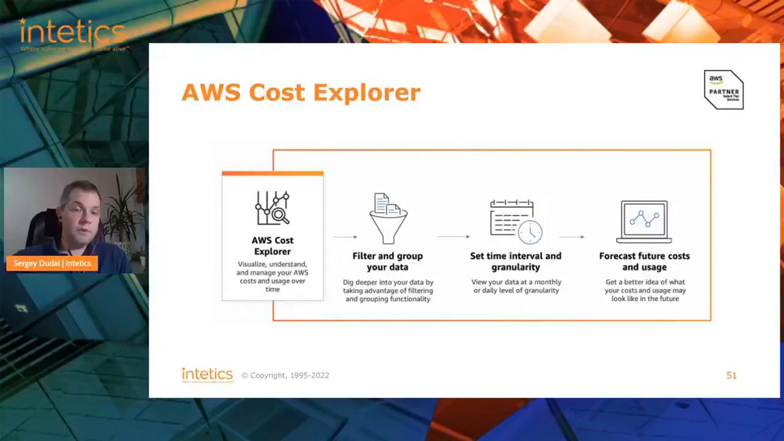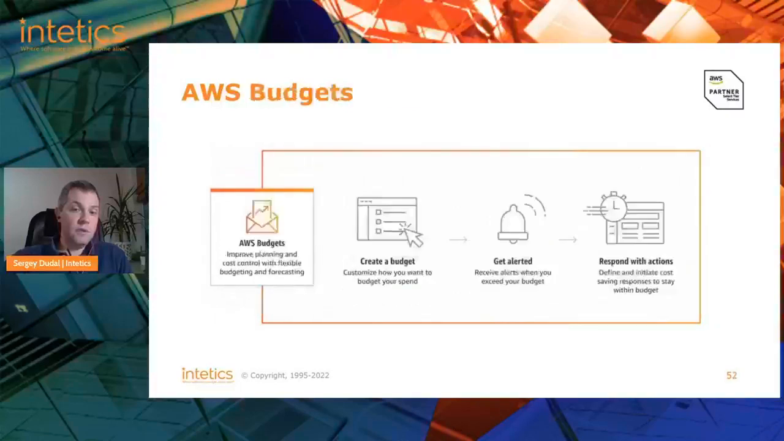All of this makes this tool very powerful from the Cost Explorer perspective and allows us to detect anomalies and trends of costs of our resources on AWS. Second service is AWS Budgets. So it's a powerful service that we can use to manage our costs and usage of AWS.